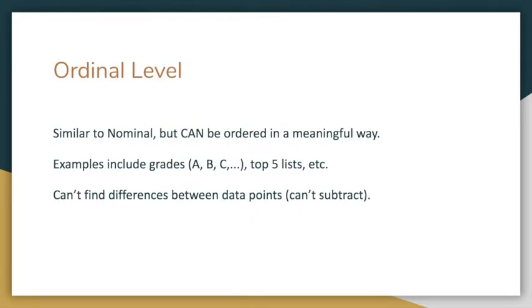The next level is ordinal, and this is still typically not number answers, but now there is a meaningful order. So for example, our grade scale at NCCS, A, B, C, and F, has a meaningful order, right? A is clearly the highest grade, B is the second highest, and so on. Or maybe a top 5 list, like your top 5 favorite movies. You have a number 1 favorite ever, a number 2, and a number 3. So there's a distinct order, but still our data is not numbers themselves.